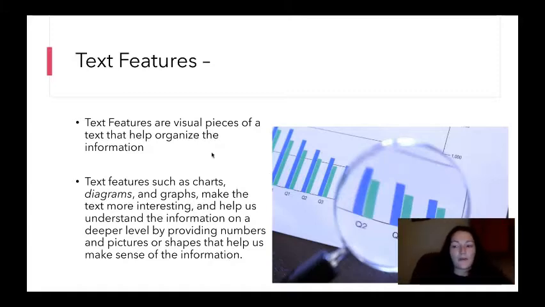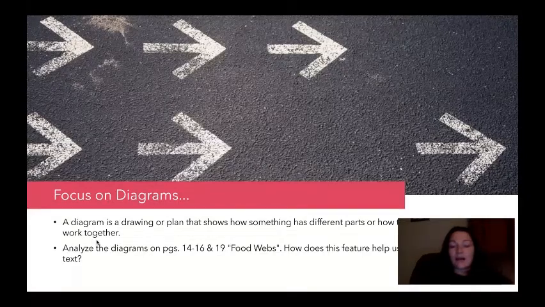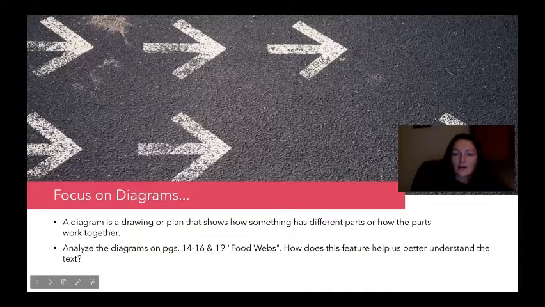So, the one feature that was repeated throughout this lesson was the diagram. So, let's focus on that. A diagram is a drawing or a plan that shows how something has different parts and how the parts work together. So I want you to take a minute to analyze the diagrams on pages 14 through 16 and page 19 in the Food Webs lesson. And how does this feature help us better understand the text? So how do these diagrams help us better understand?